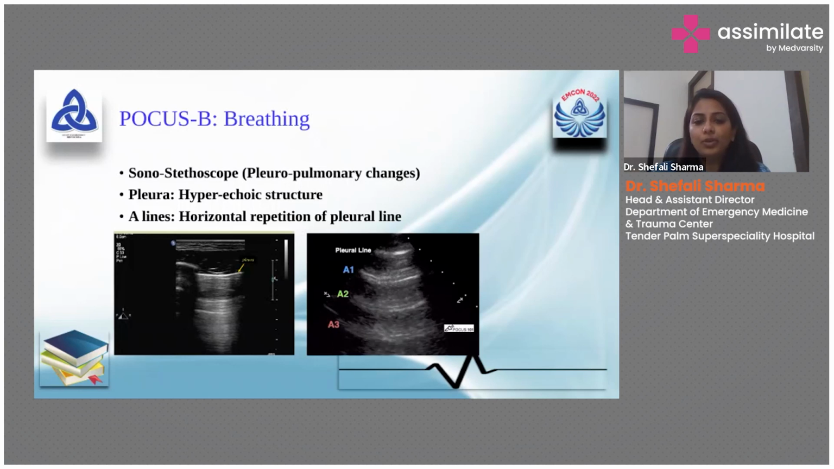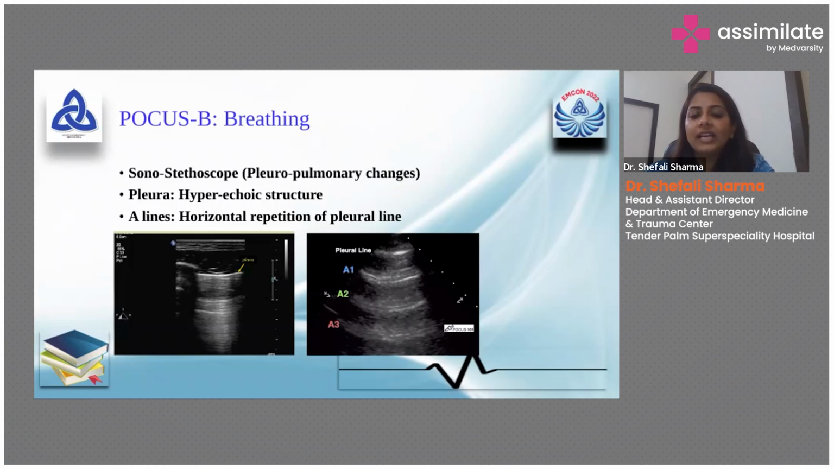You'll be seeing the pleura, what features it shows, and then you'll also be seeing if there are any pulmonary changes with it. So when we talk about the pleura, how would a pleura look? It's a hyperechoic structure. In the first image you can see a white line, that is the pleura. It has been marked as pleura.